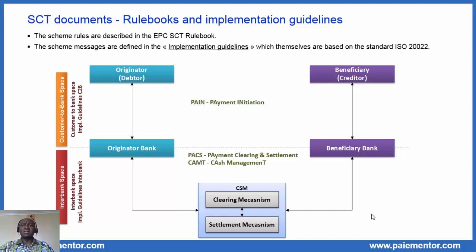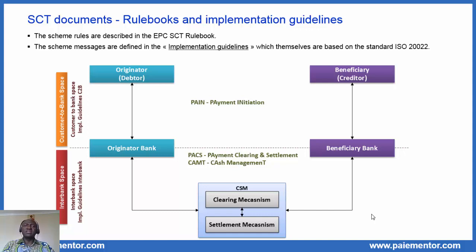Implementation guidelines documents are split in two documents according to the two spaces. We have the customer-to-bank implementation guidelines and the interbank implementation guidelines. The customer-to-bank implementation guidelines document contains the messages sent from customer to bank and also the messages sent from bank to customers. The interbank implementation guidelines document contains the messages exchanged between banks or between banks and clearing systems.